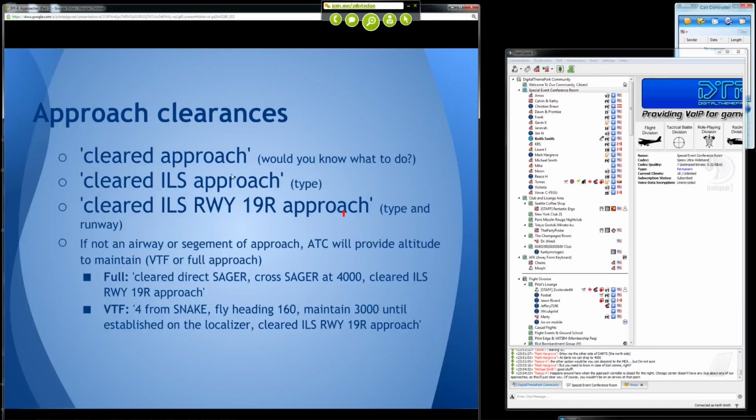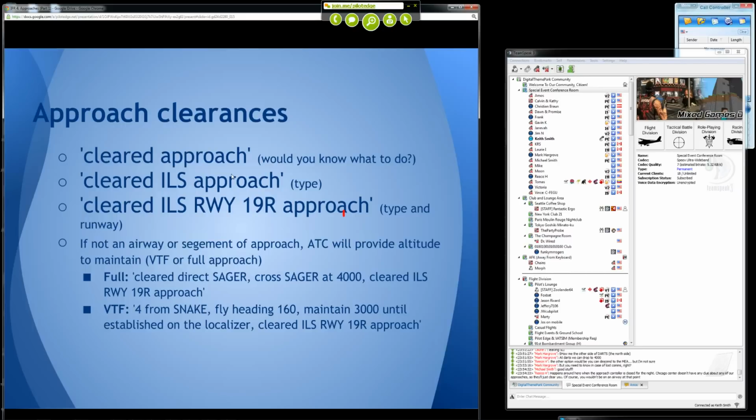Let's say there was an ILS 19 right and an ILS 19 left and an ILS 1 left. Those don't exist, but let's just assume there are 3 different ILS approaches. If ATC did not care which one of those you shot, then they would say cleared ILS approach. It would then be a mistake for the pilot to say, well, which ILS approach do you want me to fly? They've already told you. They don't care. So cleared ILS approach means you fly any of those.